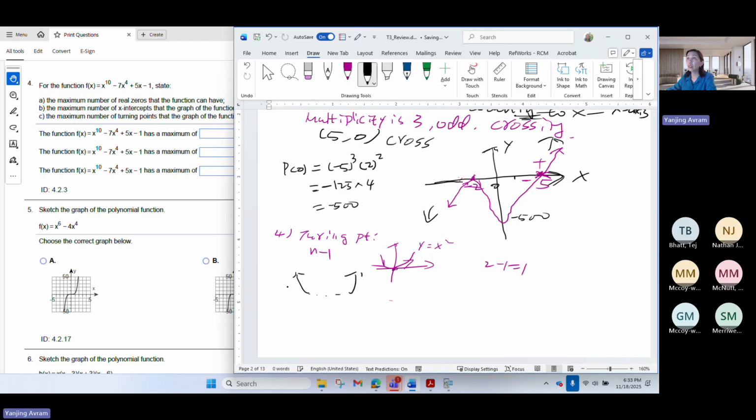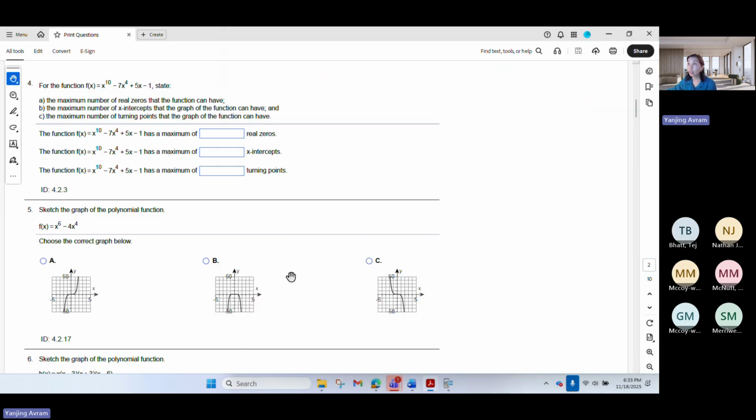With f of x equal to x to the 6 minus 4x to the 4 power, the leading term is an even power. With an even power, both ends go in the same direction. So this should be called answer D. I don't show the answer D in here.